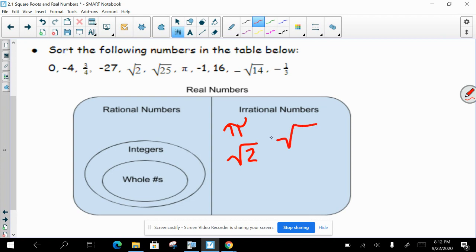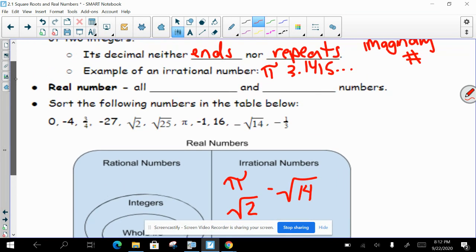So, for example, negative square root of 14. You can type that in your calculator to check that out, but it's negative 3.7416. All right, so that's irrational. In irrational, there are no other smaller classifications to irrational numbers. So if it's an irrational number, then that's it. If it's not irrational, then it's rational.